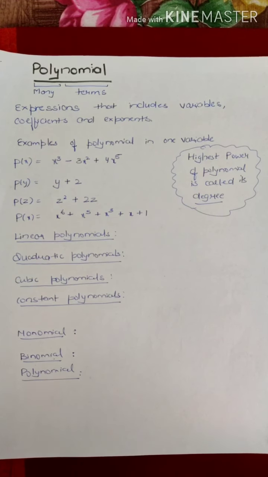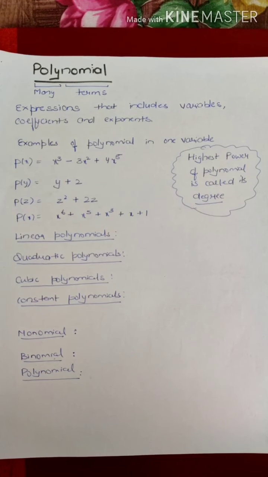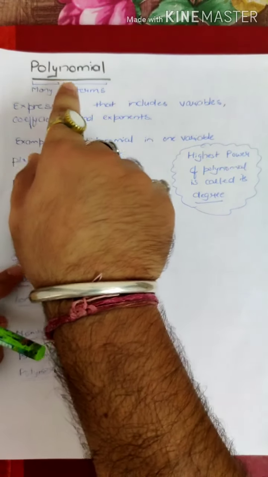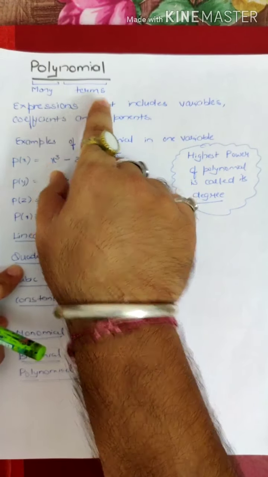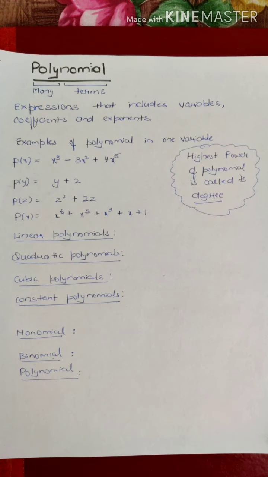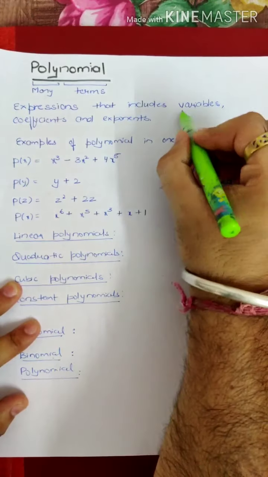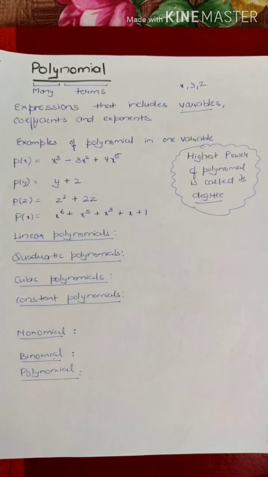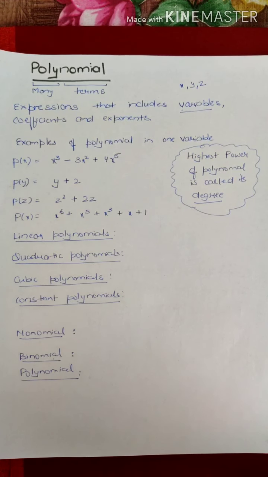Welcome everyone. In this video, we will be covering chapter number 2, polynomials of class 10th. Before we start with this, we need an introduction for this polynomial. Poly means many and nomial means terms. So polynomial refers to an expression that includes variables such as x, y, z, coefficients, the numbers which are actually multiplied with the variables, and exponents.